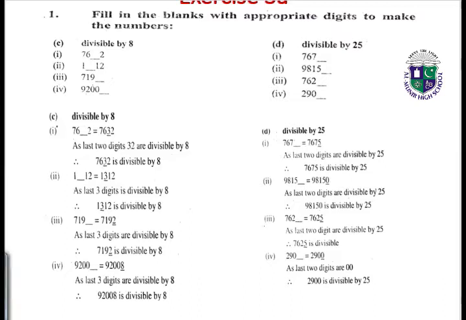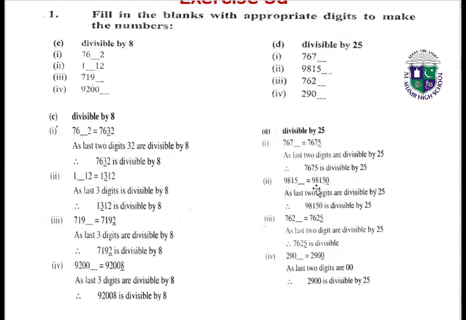Part D. Divisible by 25. 767. 7675, as the last 2 digits, 75, are divisible by 25. 25 times 3 is 75. So 7675 is divisible by 25.